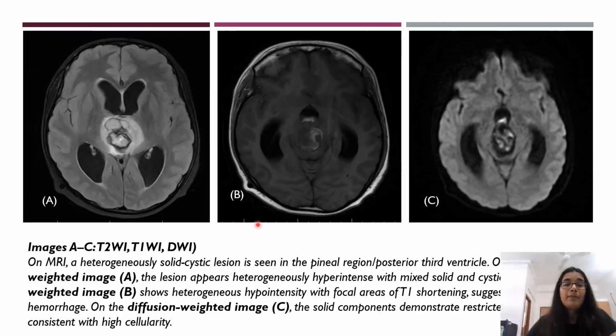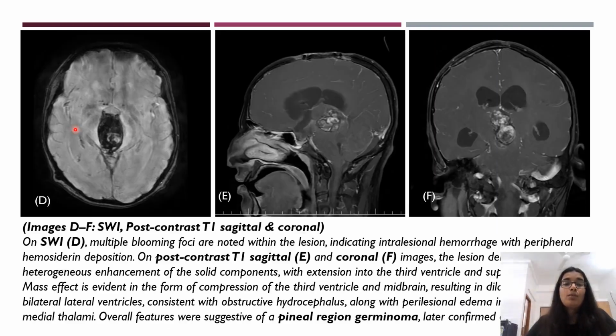The same patient underwent CE-MRI, and on T2 weighted imaging, we can see a heterogeneously hyperintense solid cystic lesion. And on T1 imaging, it shows a heterogeneously hypointense lesion with focal areas of T1 shortening suggestive of hemorrhage. On diffusion weighted image, the solid component shows diffusion restriction suggestive of high cellularity. On SWI imaging, there are multiple blooming foci indicating intralesional hemorrhage, and there is peripheral hemosiderin deposition. And on phase imaging, there were specks of internal calcification also.